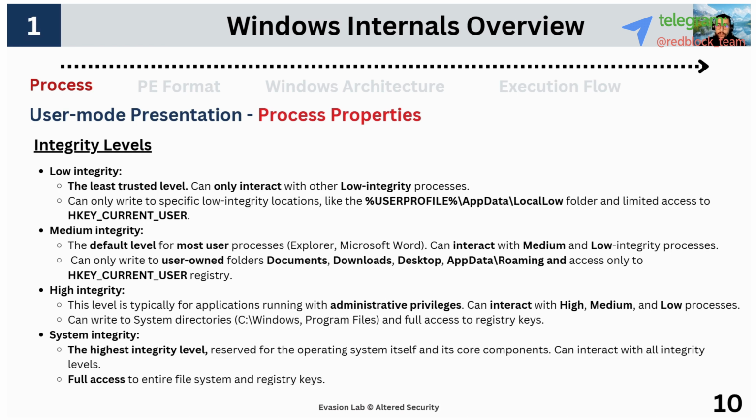Now let's talk about the system integrity, which is the highest level, reserved for core operating system components. It can interact with all integrity levels and has full access to the entire file system and registry. This level is heavily protected to prevent tampering, ensuring the stability and security of the operating system.